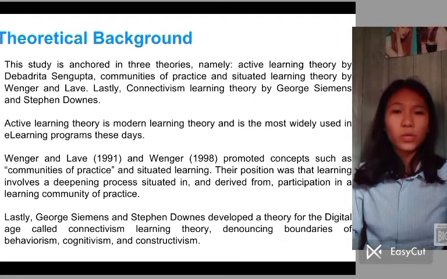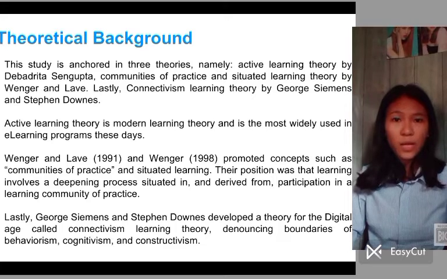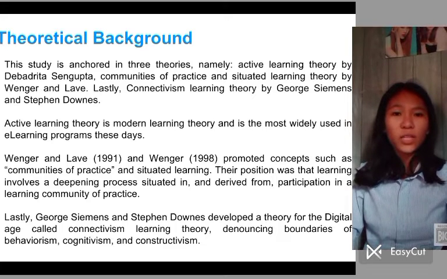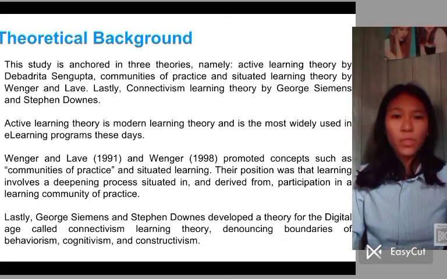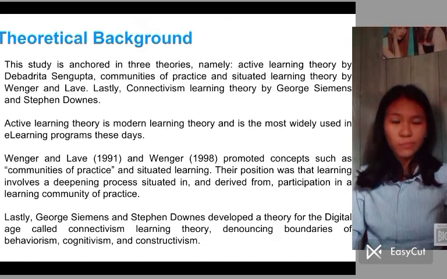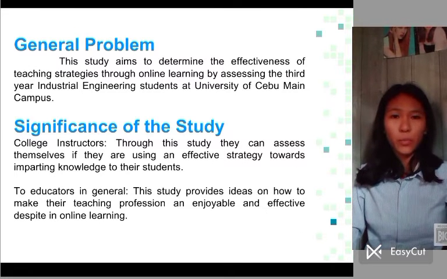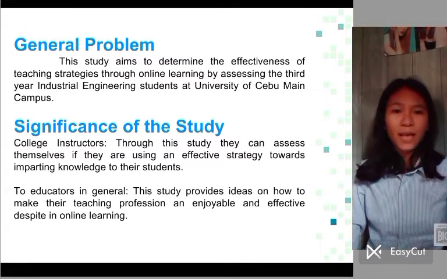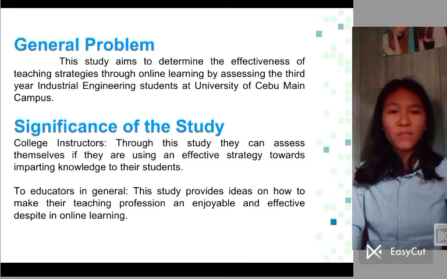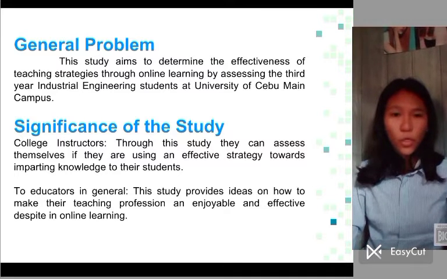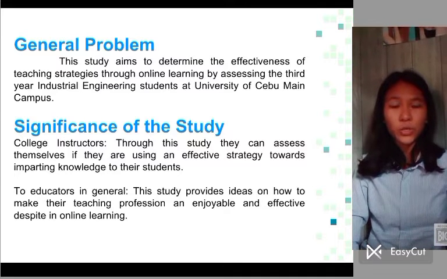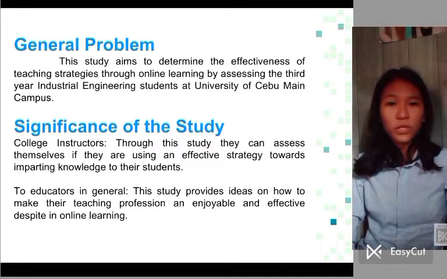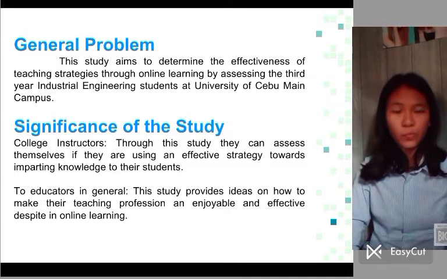Lastly, George Siemens and Stephen Downes developed a theory for the digital age called connectivism learning theory, denouncing boundaries of behaviorism, cognitivism, and constructivism. So for that, we have our general problem. This study aims to determine the effectiveness of teaching strategies through online learning by assessing the third-year industrial engineering students at University of Cebu Main Campus.